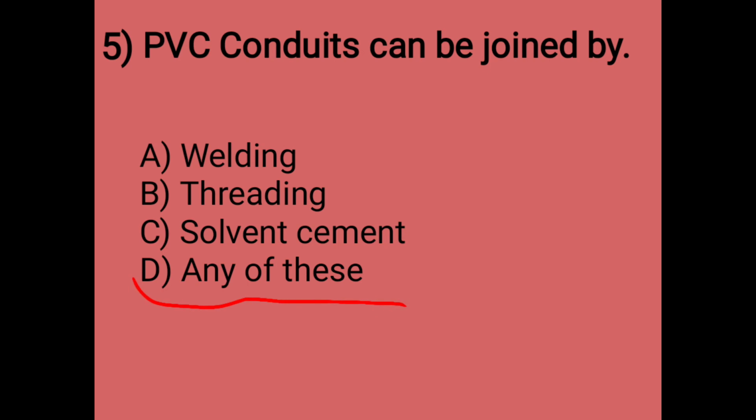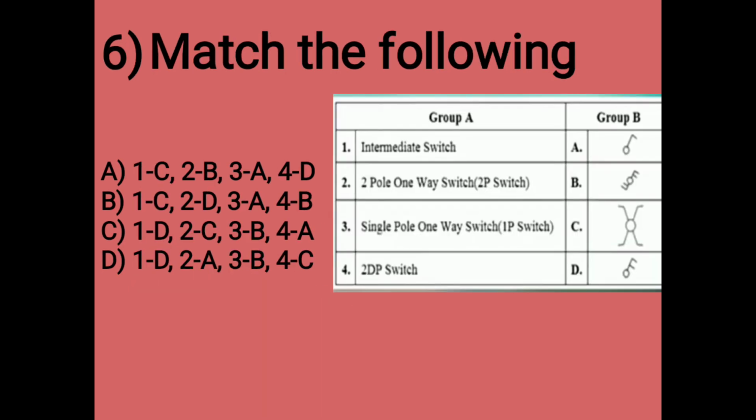Then the next question is, match the following. First is intermediate switch. Second is two pole one way switch. Third is single pole one way switch, and fourth is 2DP switch. So these are some symbols, and we match them. These are the options.